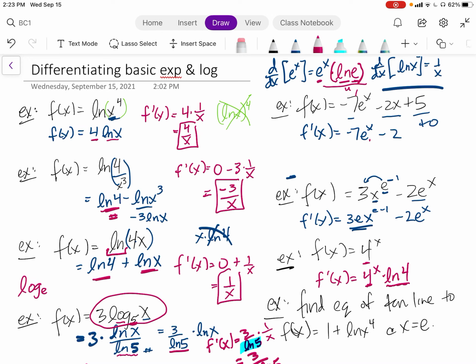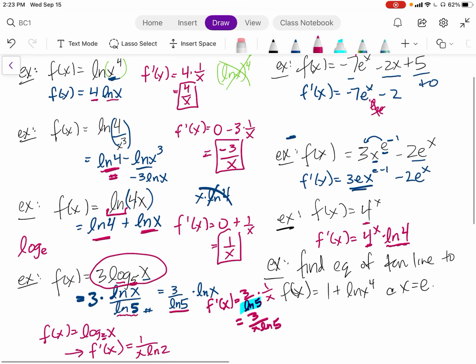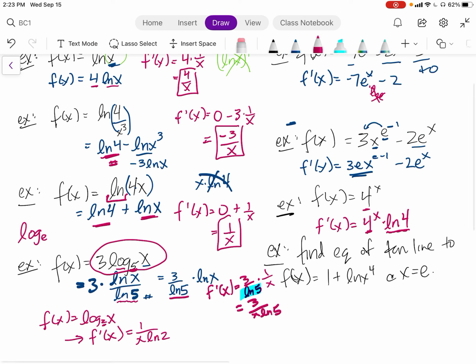So did we actually do that in this one? Yeah, but we don't write it because multiplying by 1 is not necessary. All right, last example. This equation of the tangent line will continue to come up. Every section you work in calculus or business calculus, you will see equation of tangent lines.